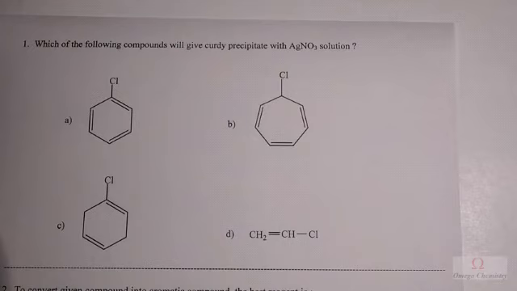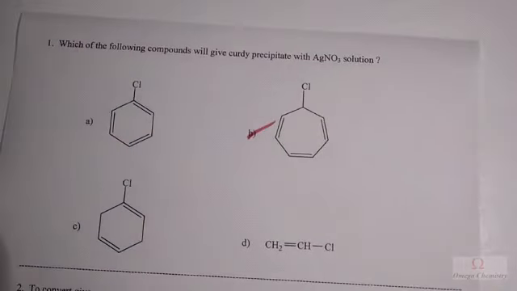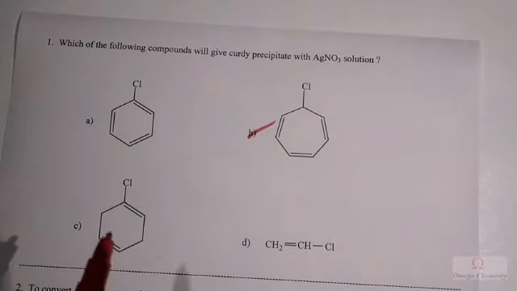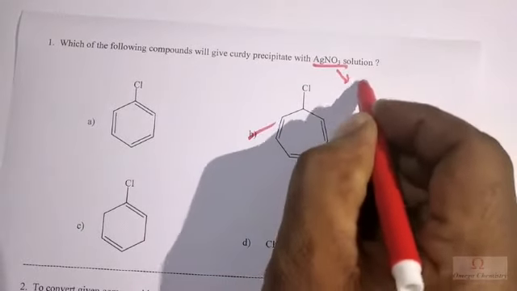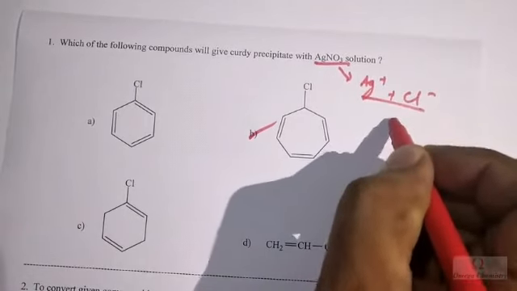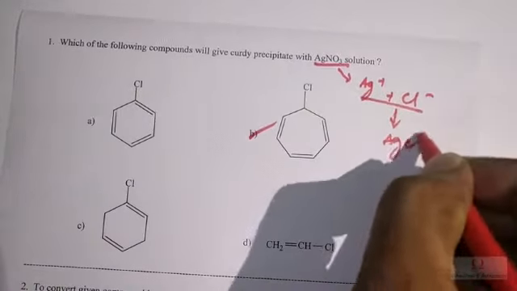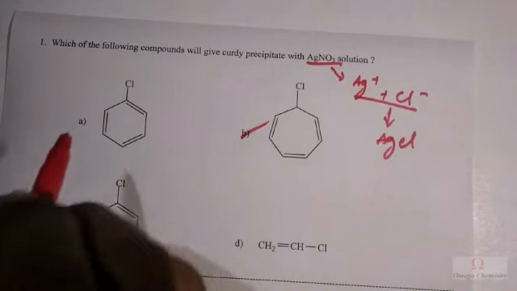Which of the following compounds will give curdy precipitate with the silver nitrate solution? Okay students, the answer is option B. See, in solution, silver nitrate will produce Ag plus ions, which will always look for Cl minus ions. When they combine together, they will give you curdy precipitate like AgCl. But the compound from which I can successfully remove the chlorine atom as chloride ion will be my answer.